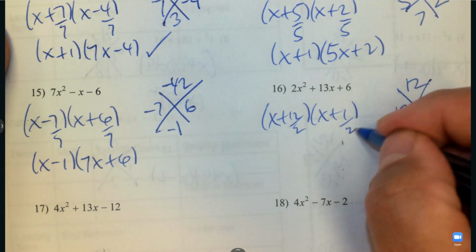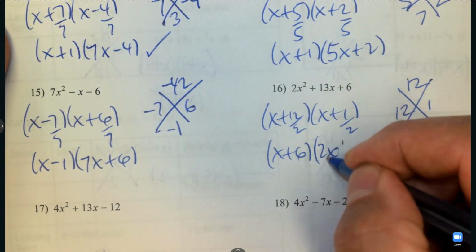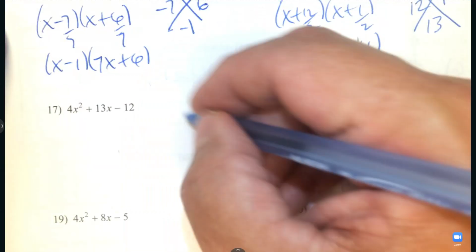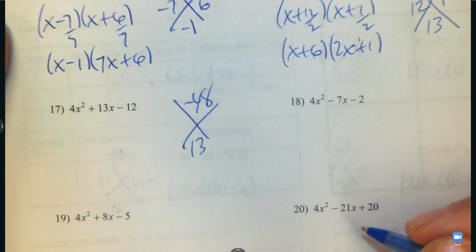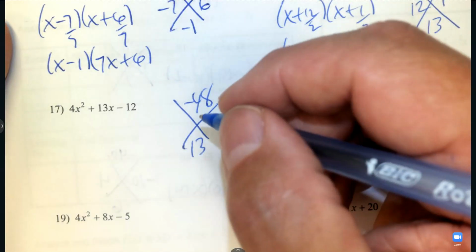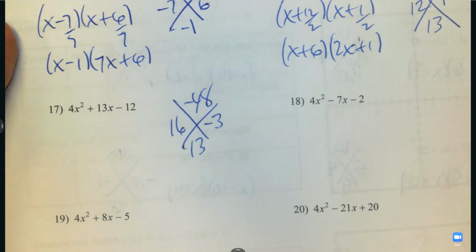Divide by 2. So 12 divided by 2 is 6, and then slide the 2 in front. Keep practicing. 4 times negative 12 and 13. What are the numbers? Let's see, I'm thinking twice 2. What are the numbers that multiply here? So I think it's 16 times 3. That fits.